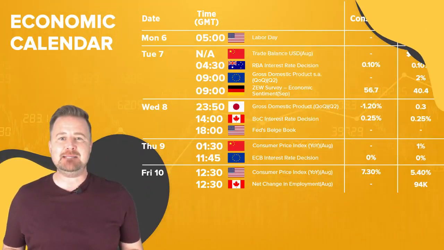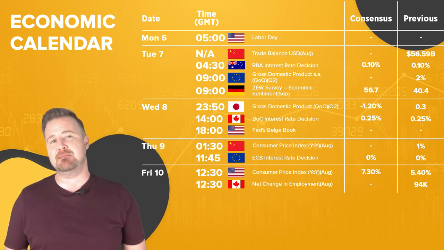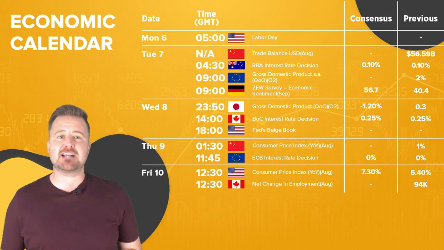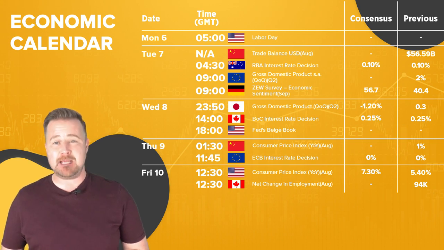Okay, so let's round off with the economic calendar. It will likely be a slow start to the week, with Americans away from the markets enjoying their Labor Day holiday. Afterwards though, the action will return with 3 big central bank meetings and US inflation data. The ECB is the big one.